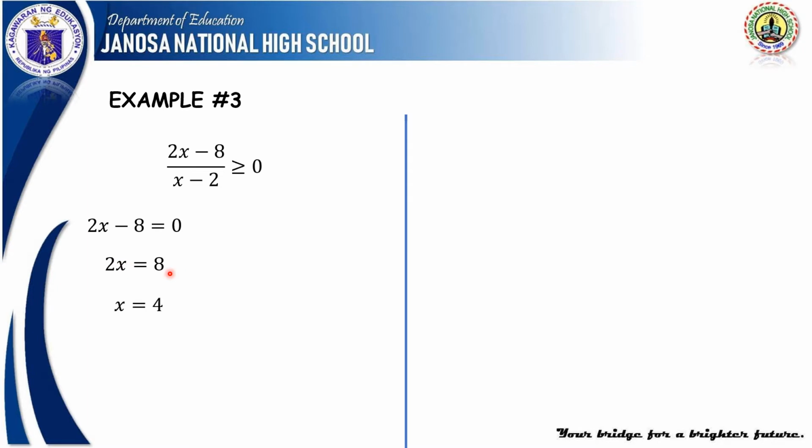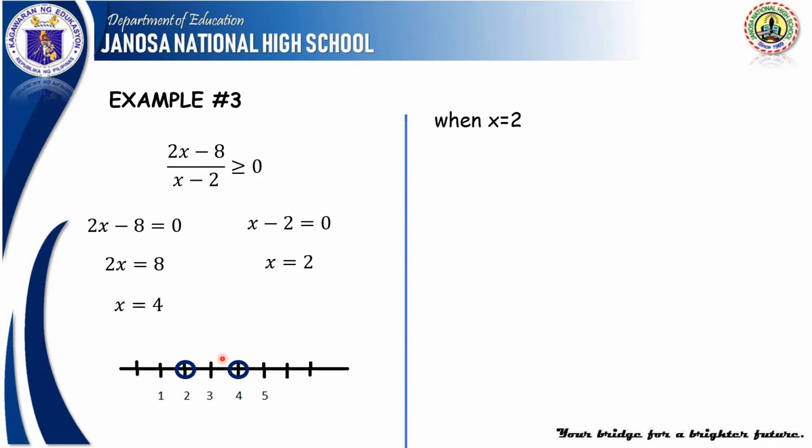So for our denominator naman, x minus 2 is equal to 0. Again, use transposition or additive inverse. And that would be x is equal to 2. So plotting it in our number line, and substitute it in our original inequality.